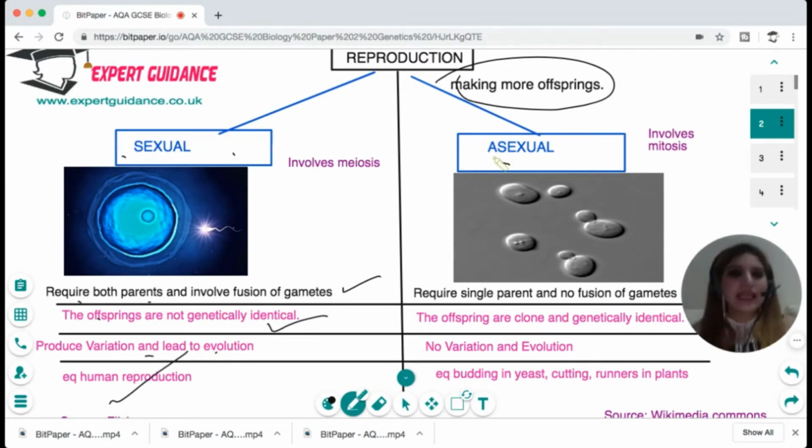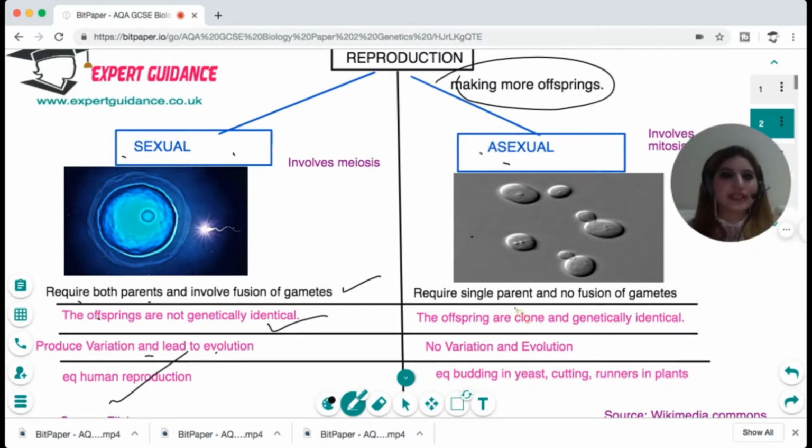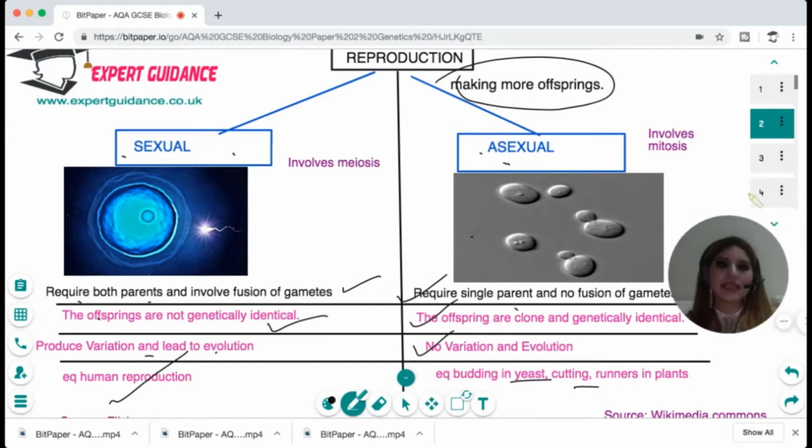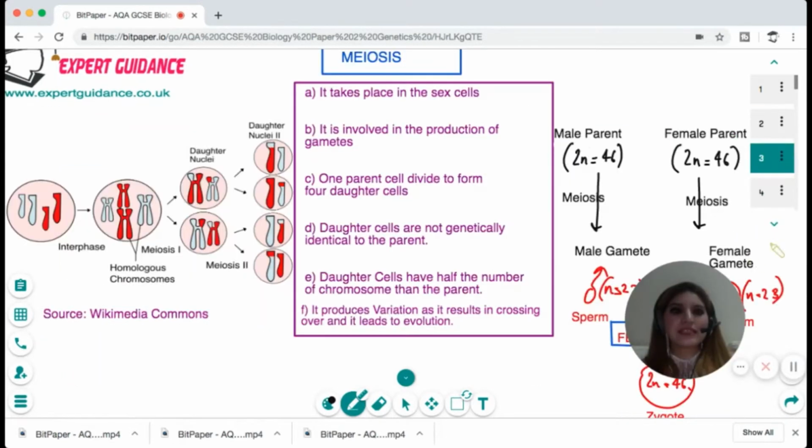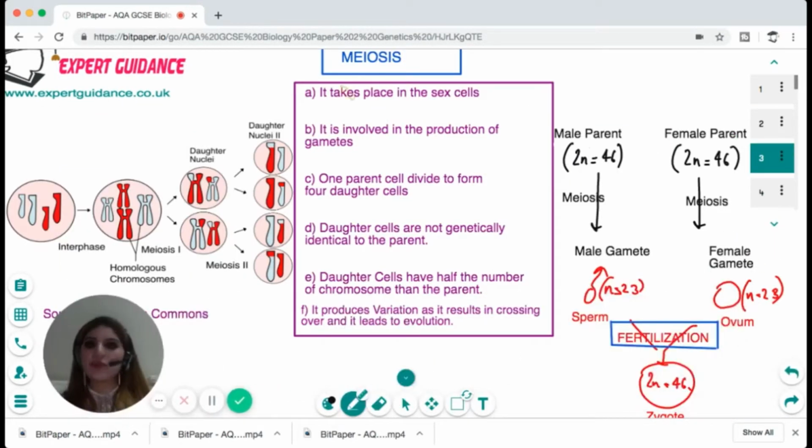On the other hand, asexual reproduction, like that of budding in yeast, requires a single parent and there's no fusion of gametes. The offspring are cloned and genetically identical. There's no variation and evolution, for example, budding in yeast, cuttings, runners in plants. Now, when we talk about sexual reproduction, it involves meiosis.